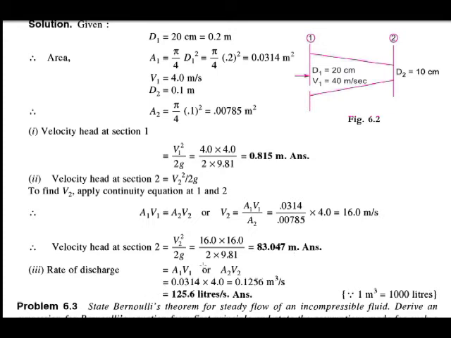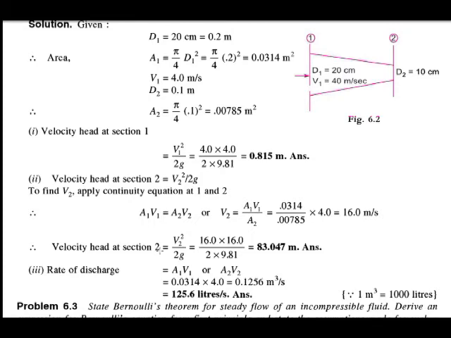The discharge is equal to a1 v1, or we can calculate by the formula a2 v2. Here we are taking into account section 1, so the formula is a1 v1. a1 is 0.0314 into v1 is 4 meter per second, which is equal to 0.1256 meter cube per second. Converting it into liters, we get the rate of discharge as 125.6 liters per second. Hope you understand this equation well.